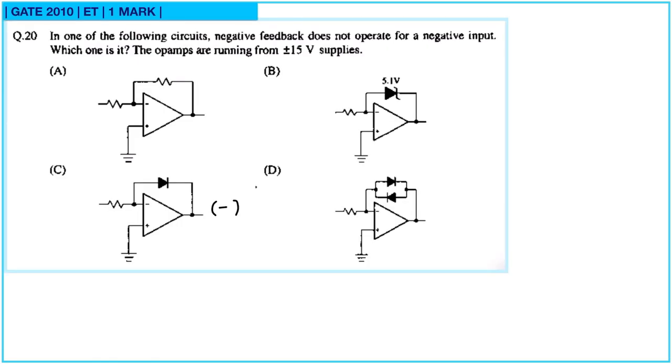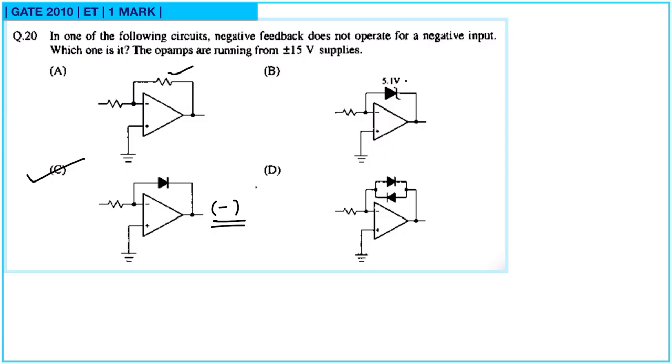Next question 20. In one of the following circuits, negative feedback does not operate for a negative input. Which one is it? The op-amps are running from plus minus 15 volt supplies. Now we know if a diode is connected in reverse bias, that is for negative input, it will not conduct. So the circuit will not operate for negative feedback. If the feedback is negative here, then this diode will be reverse biased, and in that case it will not conduct, and this circuit will be open circuit. So in option C it will not work.